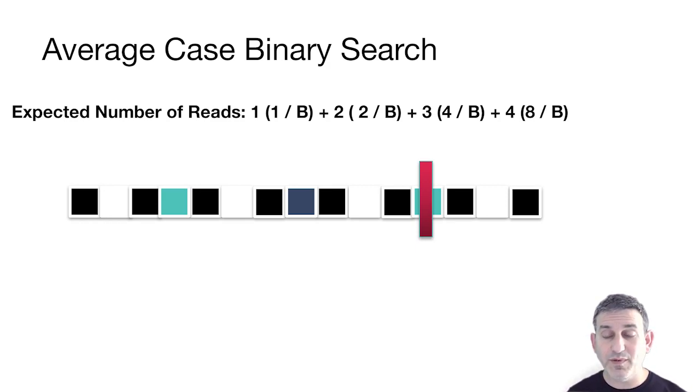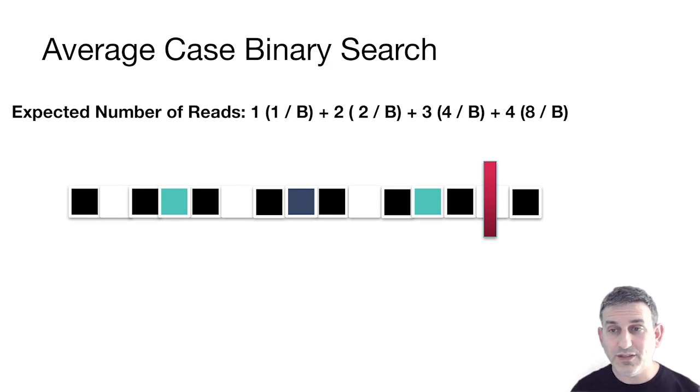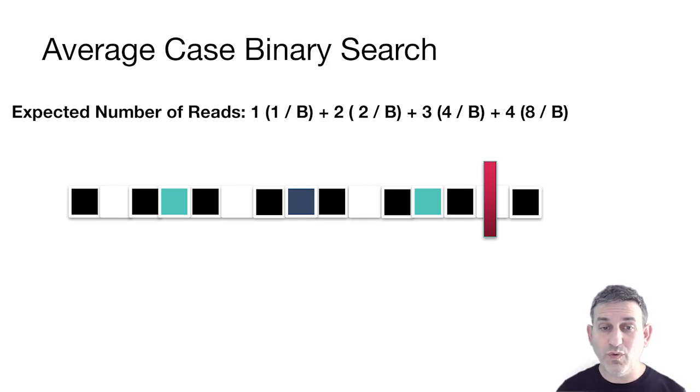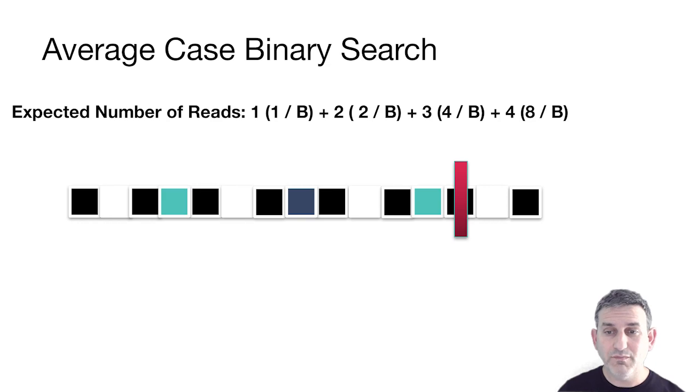Now, going from there, maybe we have to search deeper. We go halfway now to the right or halfway to the middle. Let's say it's to the right. That's a white page now. There was cost 3 to get to this white page. We went blue, teal, white. And there are 4 white pages like this in the file. So the probability that the answer is on one of the white pages is 4 over b. Okay. And going a little bit further, this was a path that took us 4 IOs, blue, teal, white, and then black. But there's 8 of these black pages. So the probability that the answer is on a black page is 8 over b.